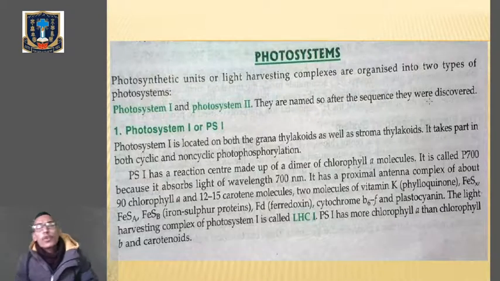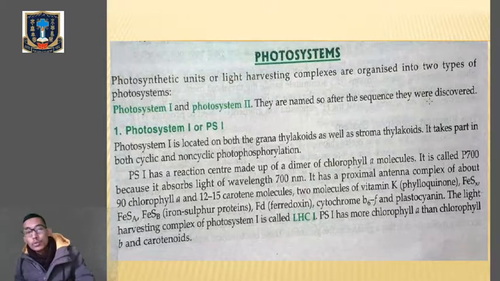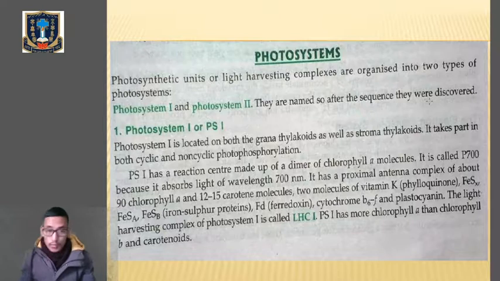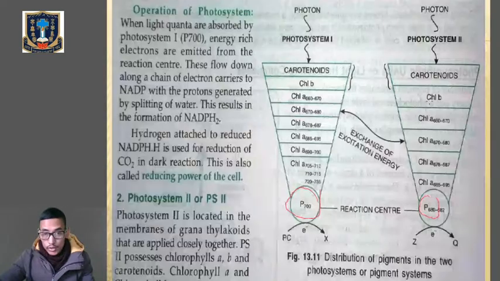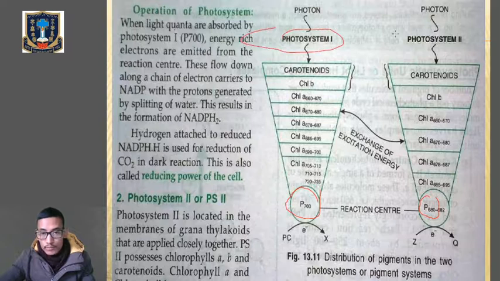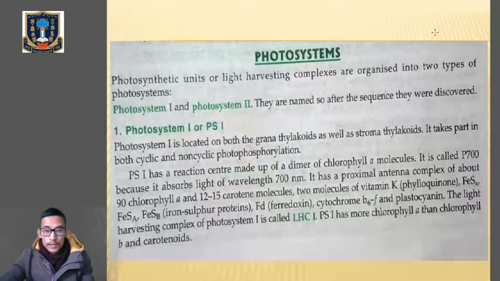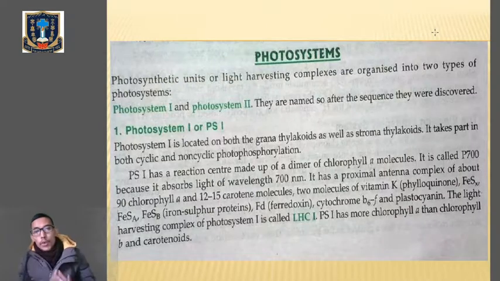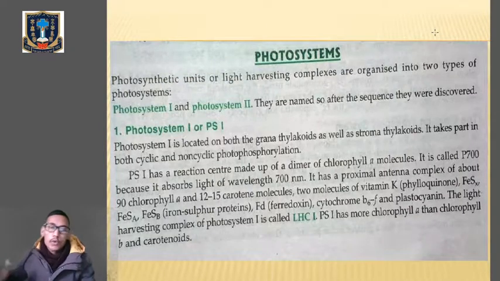So the photosynthetic unit, or the light harvesting complexes, are organized into two types of photosystems, PS1 and PS2, that is photosystem 1 and photosystem 2. Here you can see photosystem 1 and photosystem 2. Clear? Okay. Now PS1, or photosystem 1, is located on both grana thylakoids and stroma thylakoids.